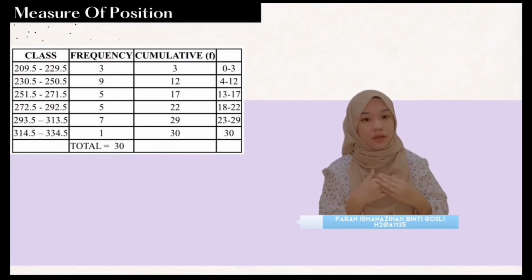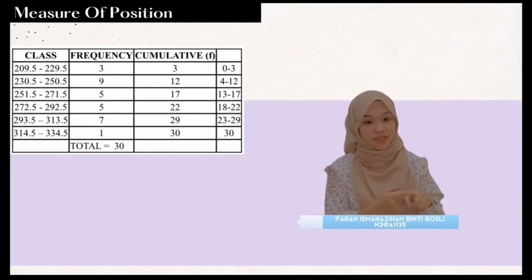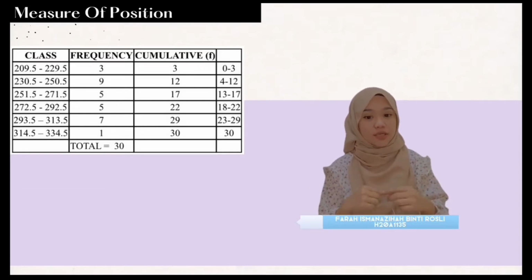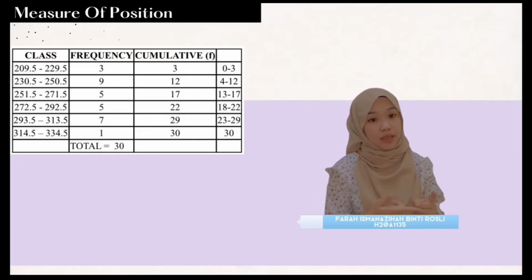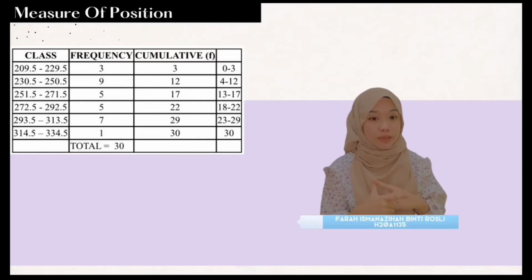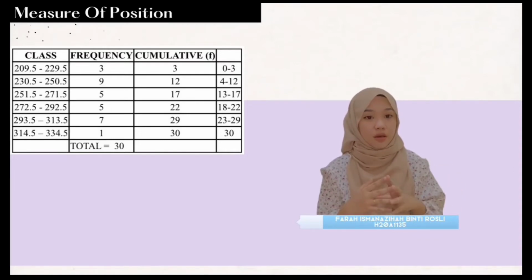So the last point is a measure of position. A measure of position is a method by which the position that a particular data value has within a given data set can be identified. To determine the measure of position, the data must be sorted from the lowest to highest.